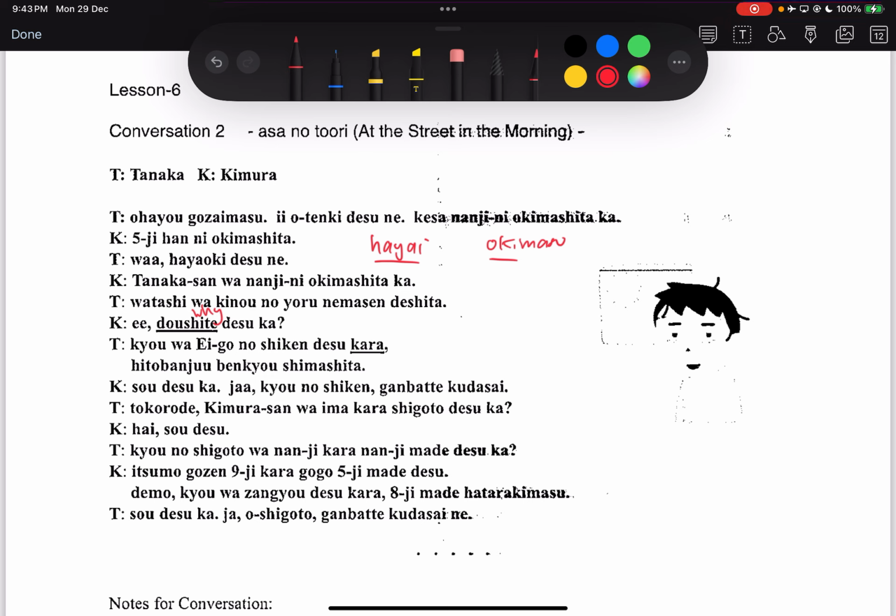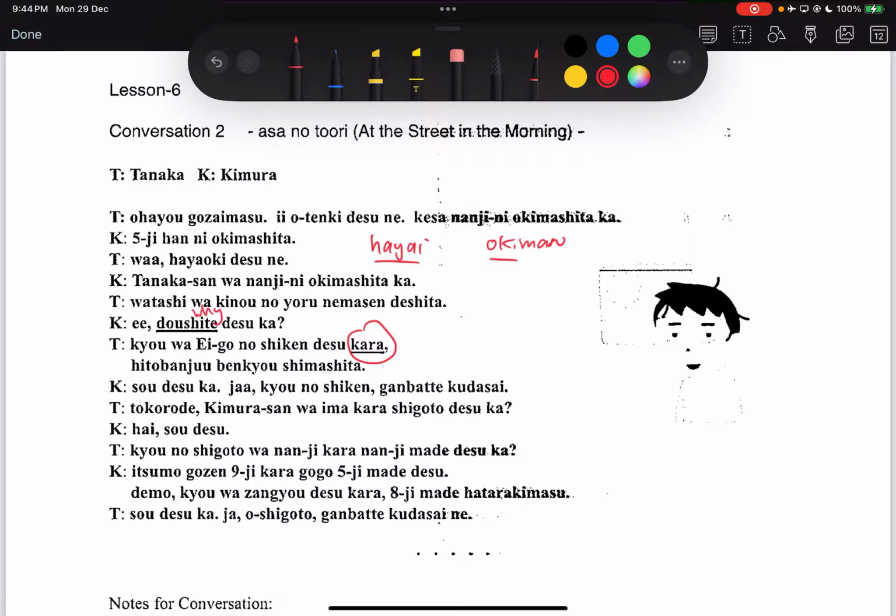Okay? どうしてですか? Why? Then T says 今日は英語の試験ですから。Right? 英語の試験ですから。So 試験 is exam, exam related to 英語, English. So English exam ですから, because of the English exam. Understand? The から is from our first から that we learned. Because today is the English exam.